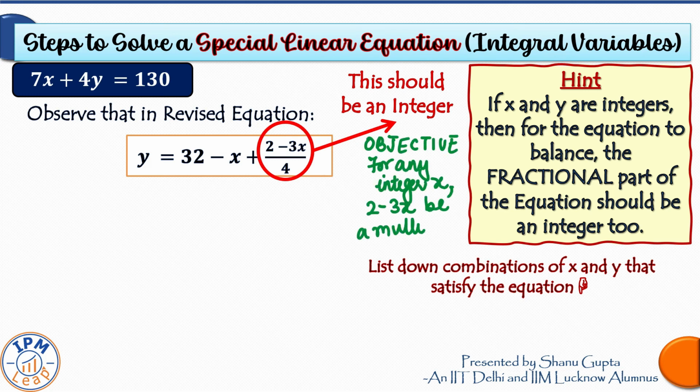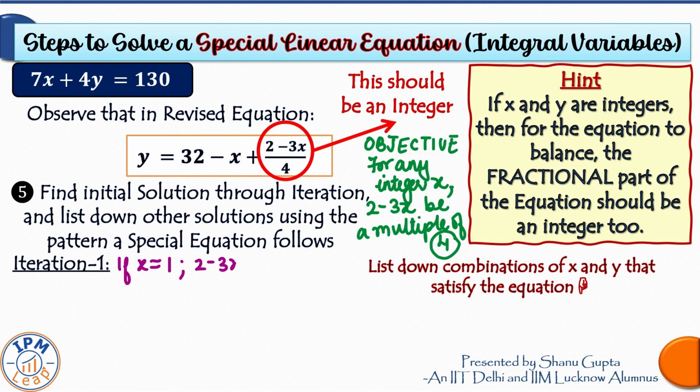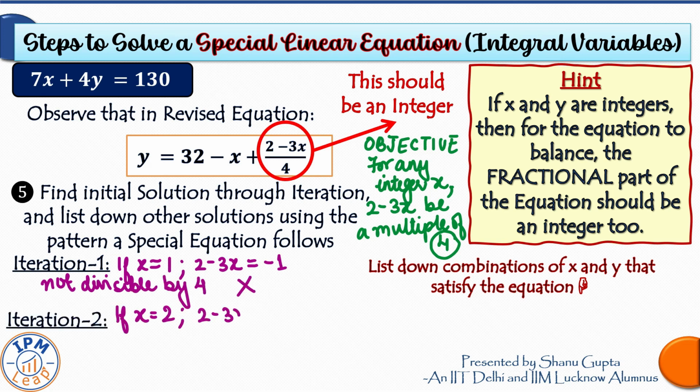Iterations become very quick now. If x is equal to 1, 2 minus 3x is equal to minus 1. Not possible. If x is equal to 2, 2 minus 3x is equal to minus 4, which is a multiple of 4. So we have arrived at our initial solution.